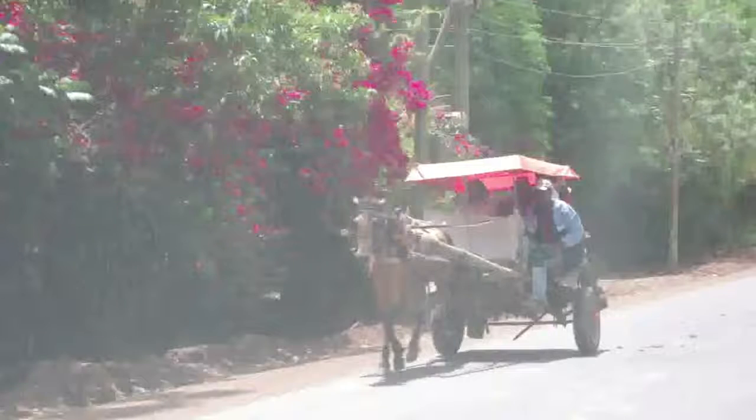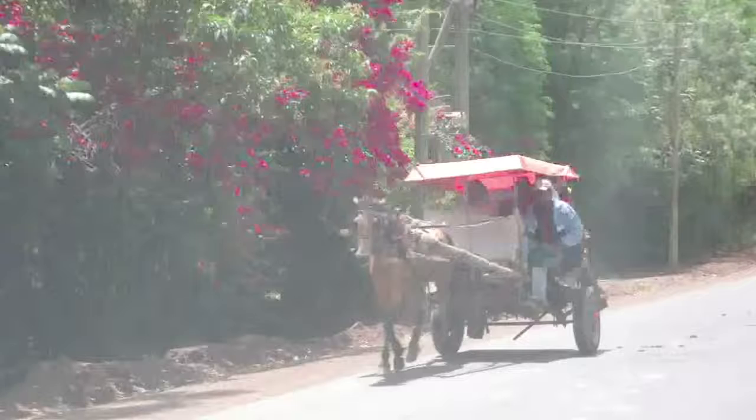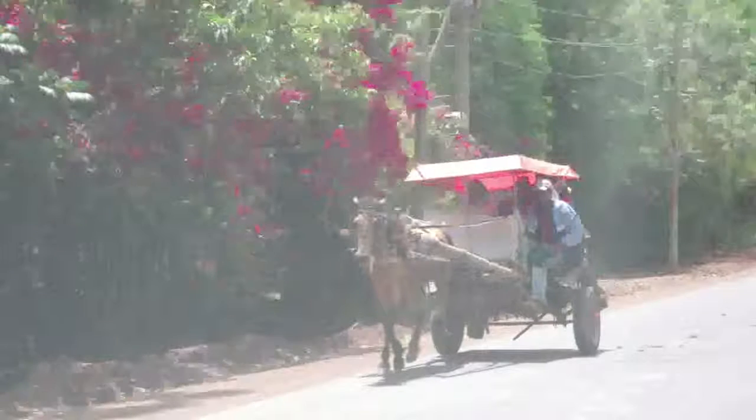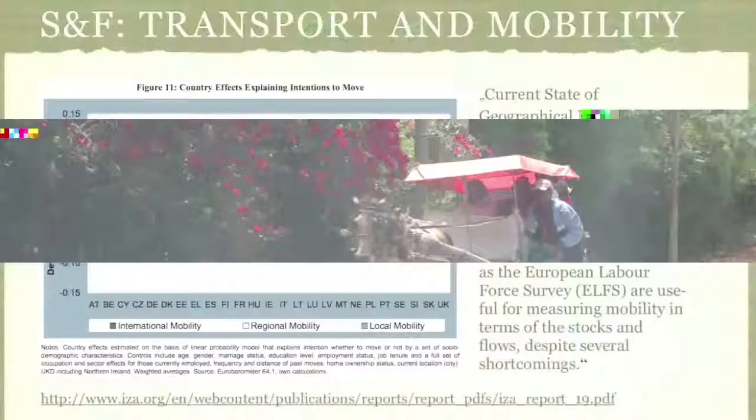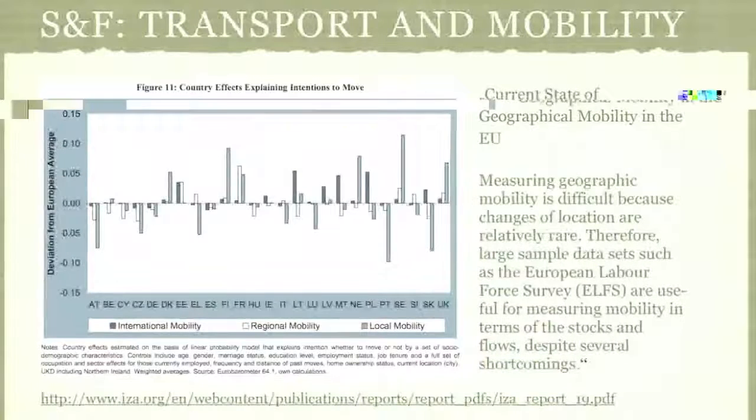Traffic. We have left transportation. So that would be stocks and flow of transportation and mobility. There's a picture from Ethiopia. And of course, you can also look at this transport and mobility of people.